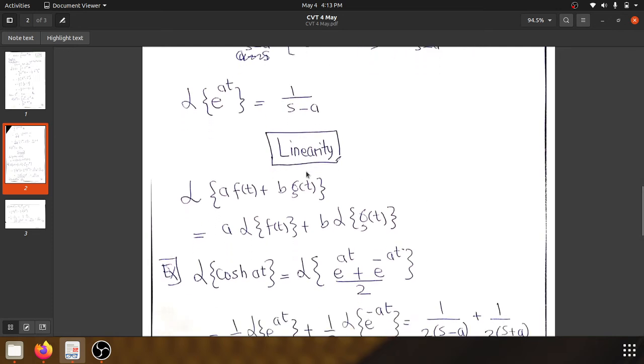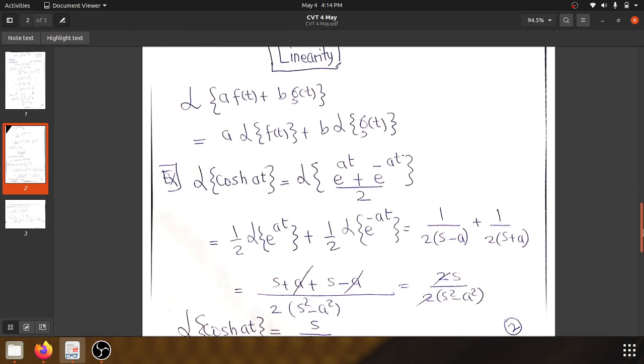One of them is linearity. If we have two functions f of t and g of t, and we are asked to compute the Laplace transform of their weighted sum, where f of t is weighted by a and g of t, the other function, is weighted by b, it can also be written as a times Laplace transform of f of t plus b times Laplace transform of g of t. So a can be taken out of the Laplace transform. Similarly, b can also be taken out, and the Laplace transform can be distributed across the plus sign. So this is the linearity property.